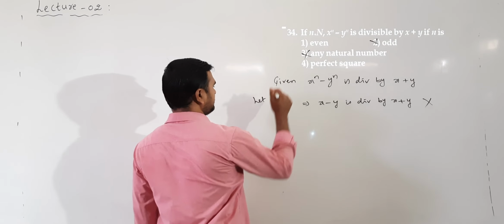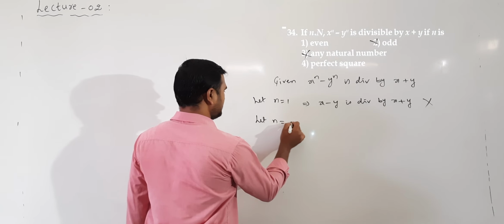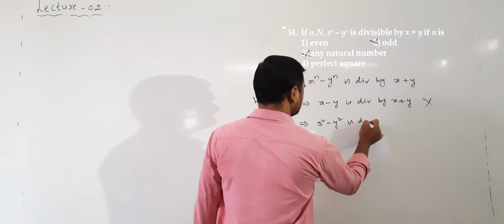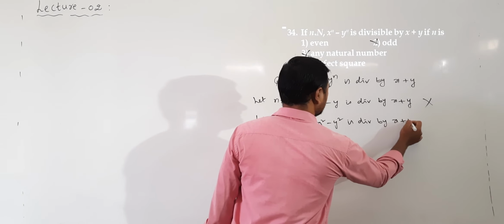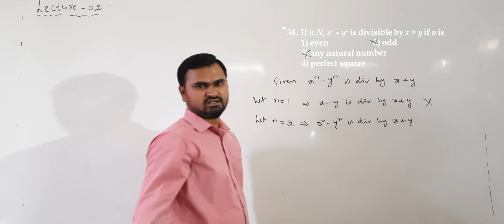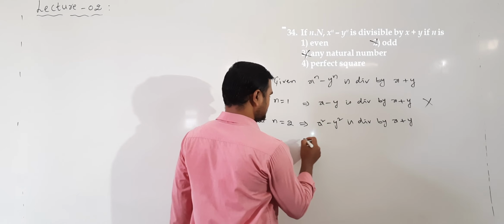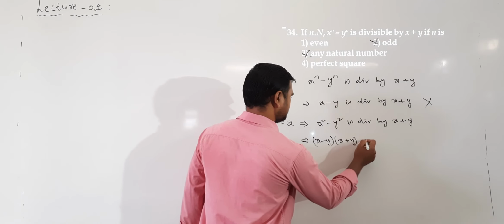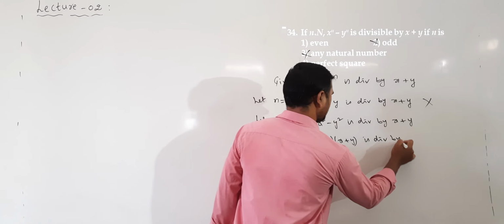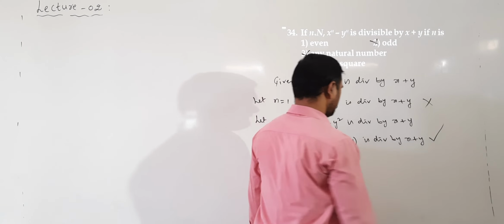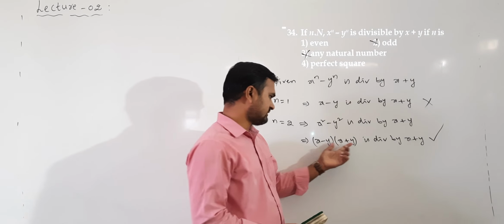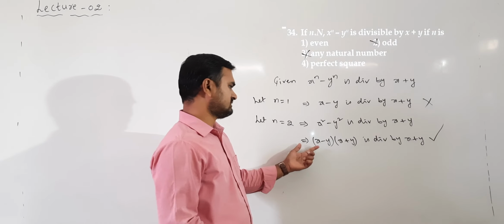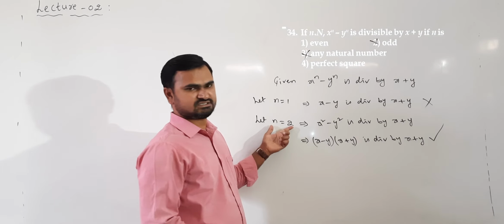Suppose I take some even number, let n be 2. See, x square minus y square is divisible by x plus y. Correct or not? It is divisible, because x square minus y square we can write as (x minus y) into (x plus y). It is a multiple of x plus y, so we can say it is divisible by x plus y. So divisible by x plus y means we can take n as 2.